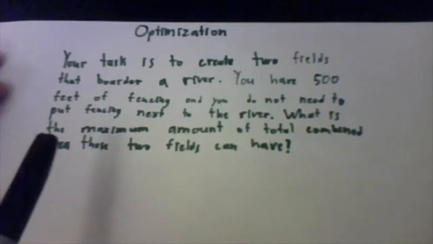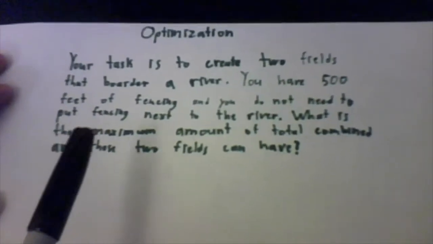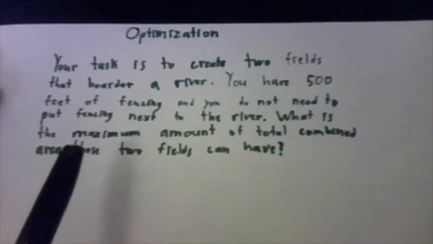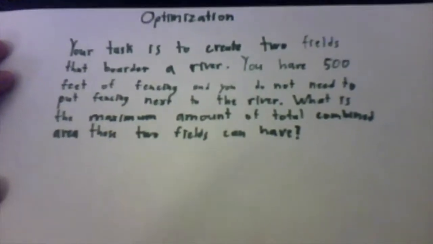Your task is to create two fields that border a river. You have 500 feet of fencing, and you do not need to put fencing next to the river. What is the maximum amount of total combined area these two fields can have?